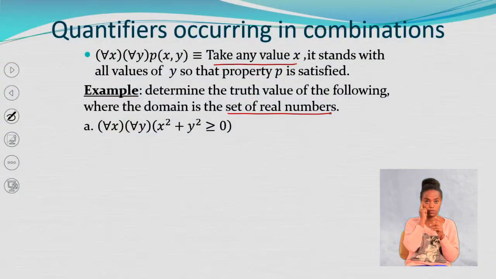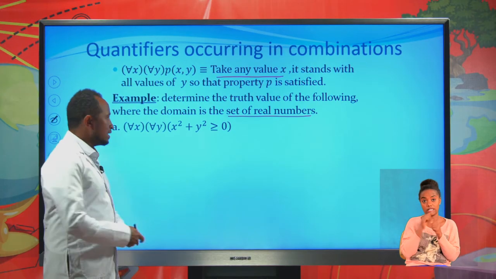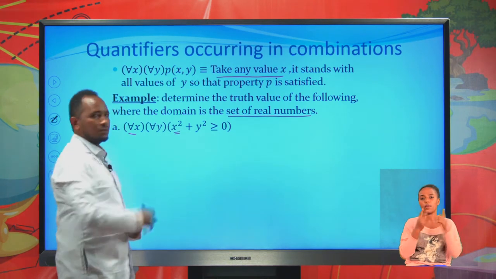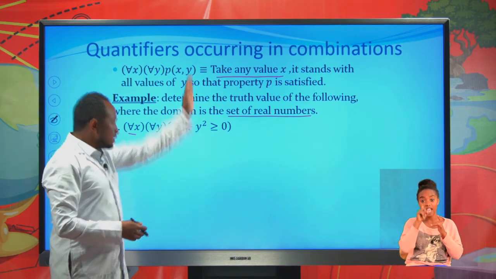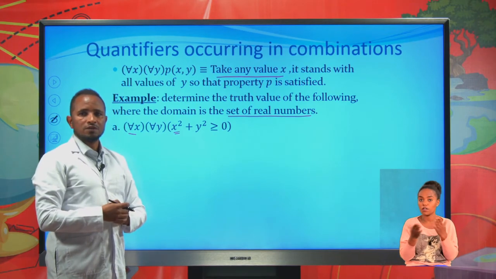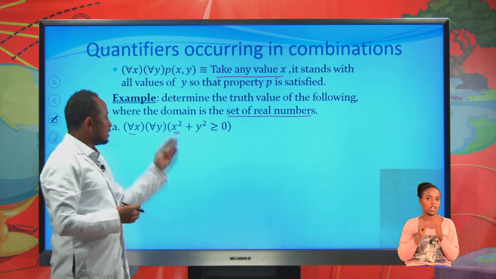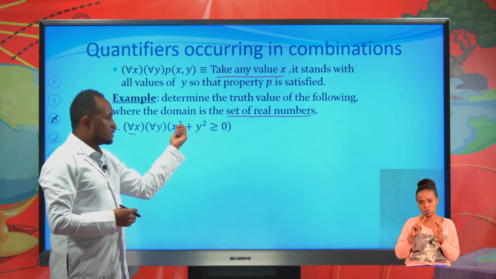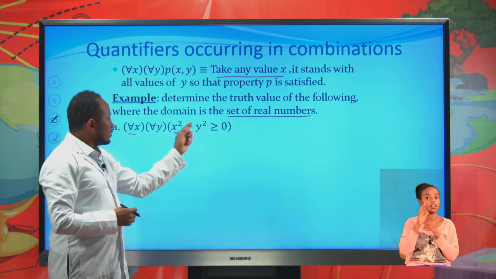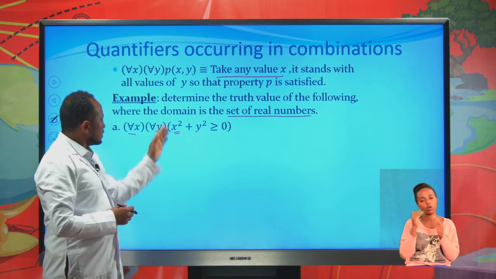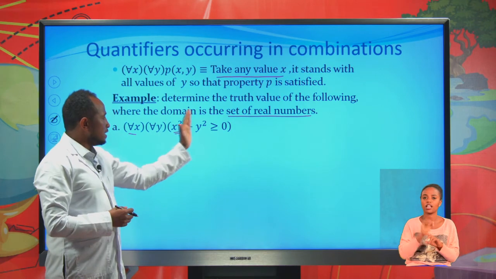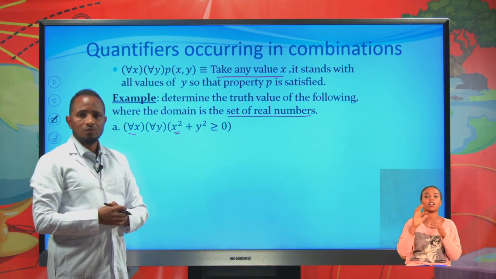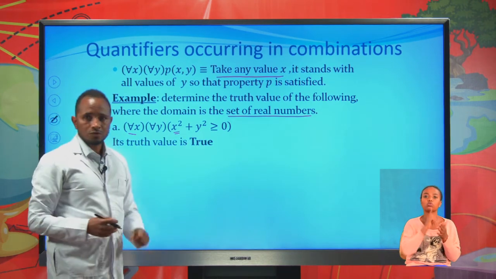Assume the domain is the set of real numbers. Here it says, for all x, for all y, x squared plus y squared is greater than or equal to 0. Here it says, take any real number x, that real number x added with any real number y satisfies this inequality. Yes, it satisfies. For example, if you take 0, 1, 2, and so on, if you square it, you have some value, add with y squared, you have a value greater than 0, or if y is 0, you have equal to. So you can check any real number. This will be a true statement, so its truth value is true.